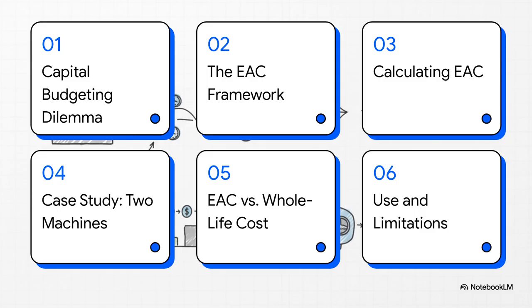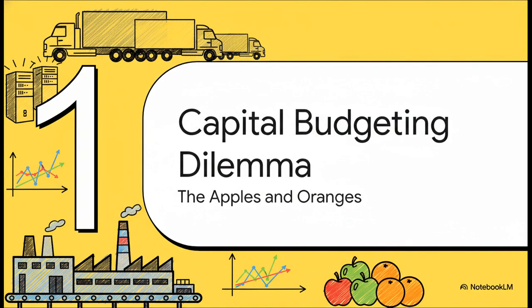Let's jump right in. And look, this isn't just some academic exercise. Businesses face this kind of thing all the time. Think about a logistics company trying to decide between two models of trucks, or an IT department choosing new servers. Maybe a factory manager picking a whole new production line. In every single one of those cases, you're looking at different upfront costs and different lifespans. And just looking at the sticker price, that's a surefire recipe for a bad decision.